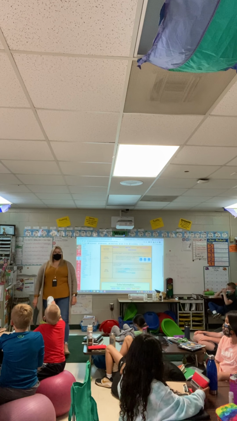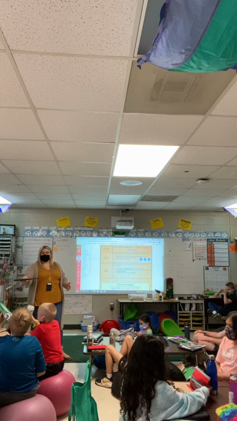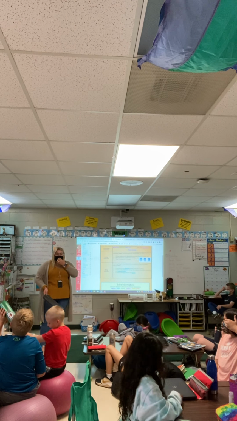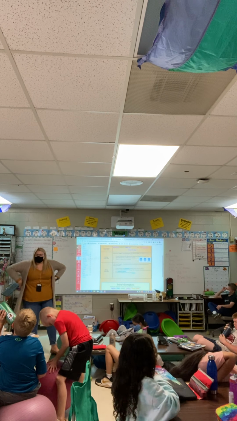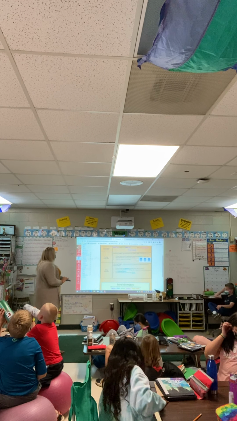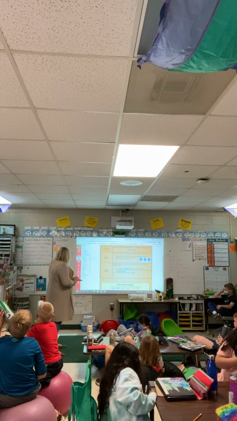Root word. See, a prefix is a couple letters, like you said, a few letters that you add to the root word. Does a prefix change the meaning of the root word? Yes. Let's take a look at this slideshow.